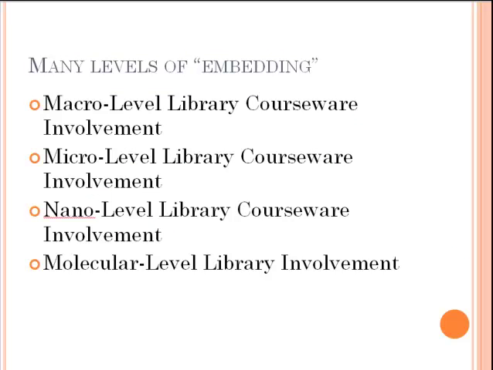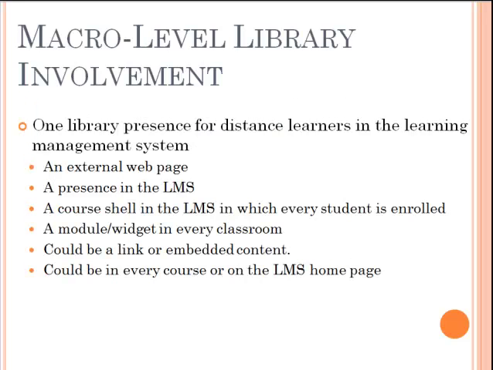So there are lots of different levels of embedding, and you read the Schenk and DeWald article where they define the macro level and the micro level. You read another article that looked at the nano level. I'm going to talk about what I call the molecular level of library involvement, and that's sort of what I see as being the ideal. But your mileage may vary, and obviously molecular level involvement is much more time consuming to create than macro level involvement. So let's look at the different levels.